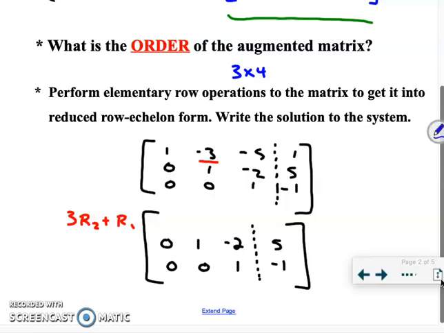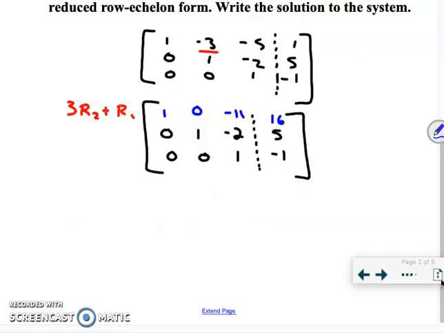Looking at row 2, 3 times 0 is 0, plus 1 is 1. 3 times 1 is 3, plus -3 is 0. 3 times -2 is -6, plus -5 is -11. 3 times 5 is 15, plus 1 is 16. So from here, we're getting closer. We're done with the first column, done with the second column.